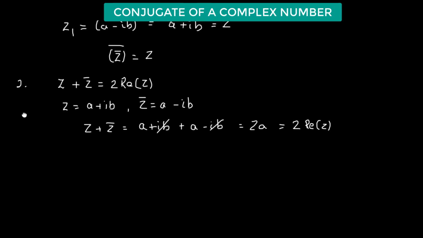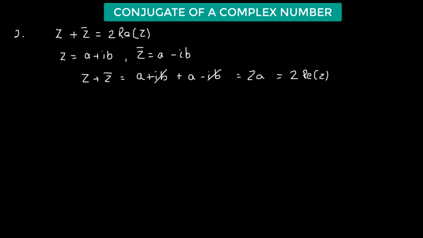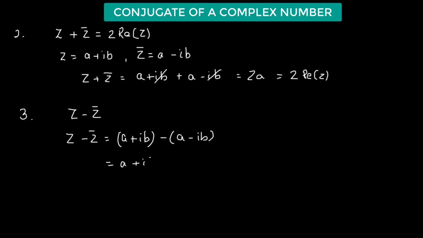Let's check what happens when we subtract them. That will be property number 3. Let's see what z minus z bar is going to give us. We begin by substituting the value of z as a + ib, minus its conjugate, which is a - ib. So that gives us a + ib - a, then we have a minus multiplied by a negative ib, which gives us a positive ib.